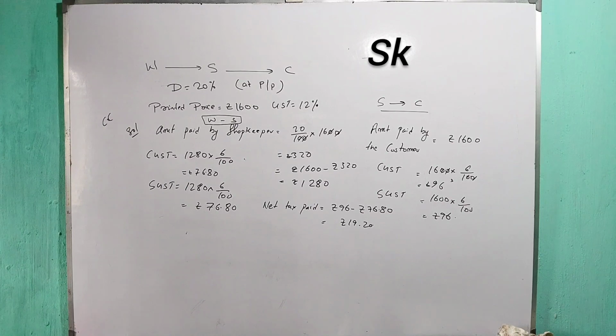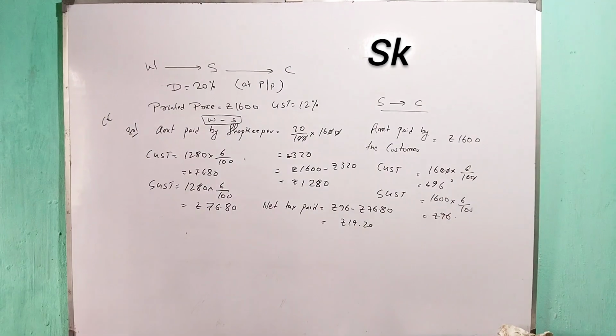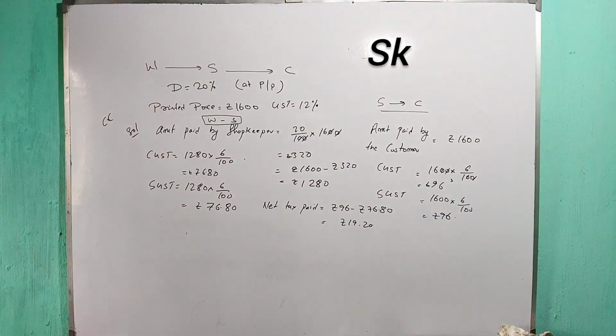Then they are asking how much is the net tax paid by him. So this 19.20 is the net tax. Previously, how much amount has he paid? 76.80 he has paid already, because he is buying the goods at a discount of this much. As I told you in the previous class also, he has already paid 76.80, so now he has to pay only the extra amount. That extra amount is rupees 19.20. Clear? Okay.